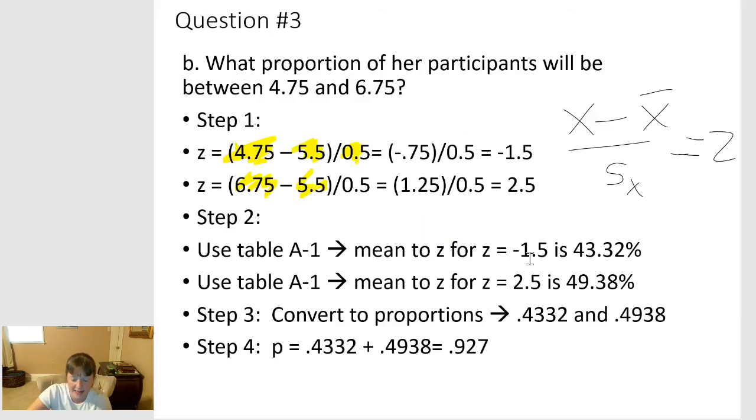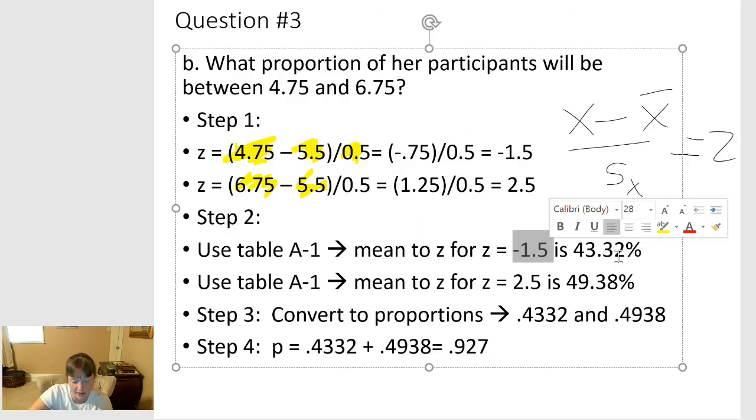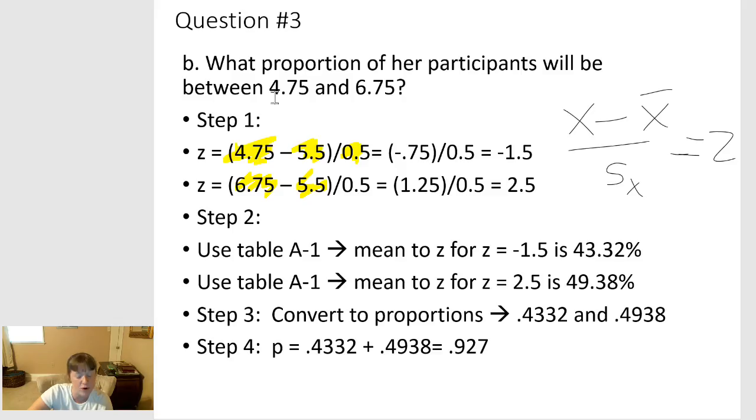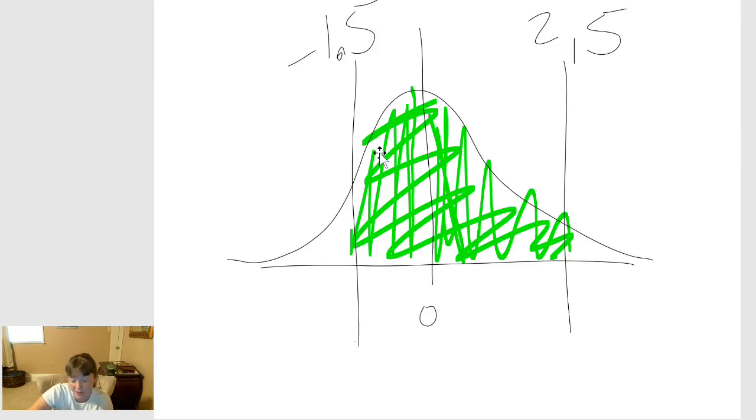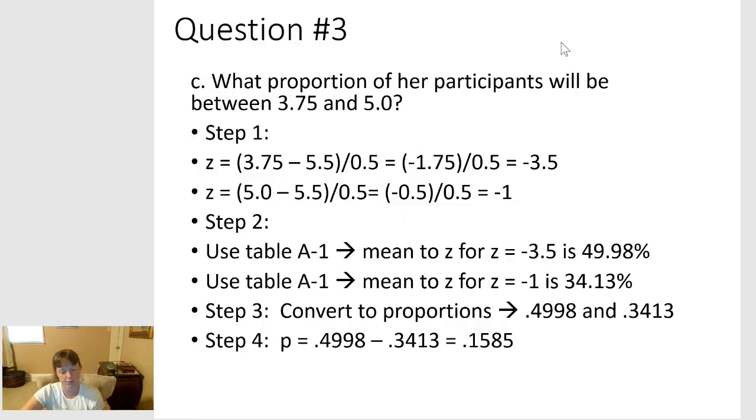So you get the mean to z for 1.5 is 43.32. The mean to z for 2.5 is 49.38. Convert those to proportions, add them together, and then you get the proportion of people between a raw score of 4.75 and a raw score of 6.75 is 0.927, because the proportion of people between the z-scores of negative 1.5 and positive 2.5 is 0.927. If you look at the graph, yeah, that looks like about 92% of the graph, right? Because you figured out who was in here, and then you figured out who was in here, and then you just added them together to get your final score.